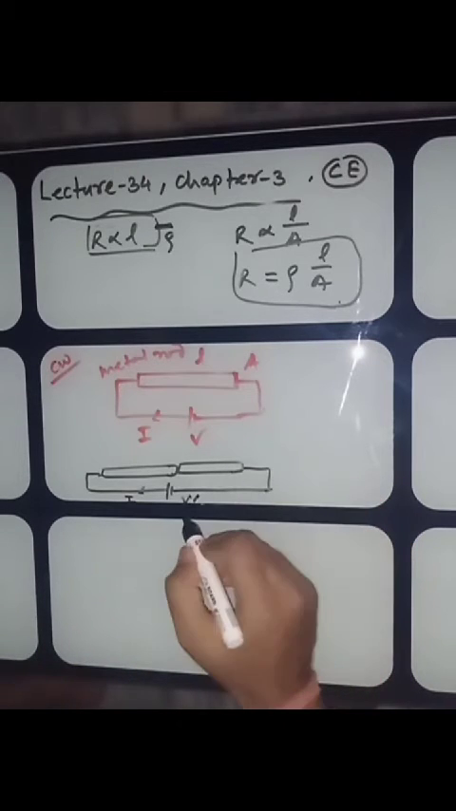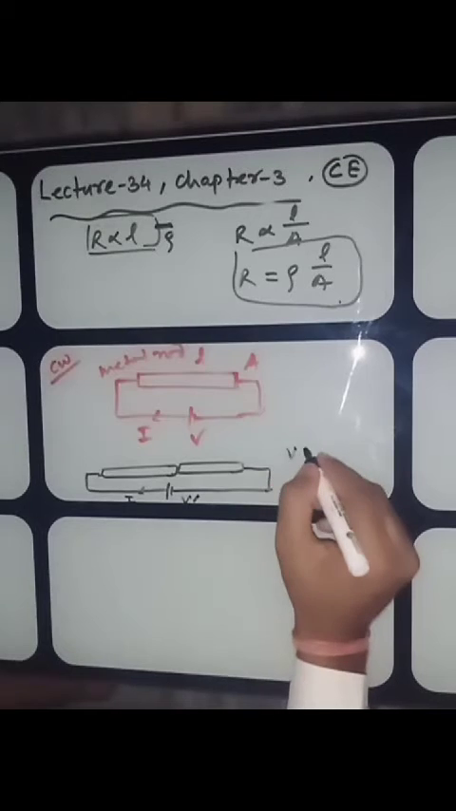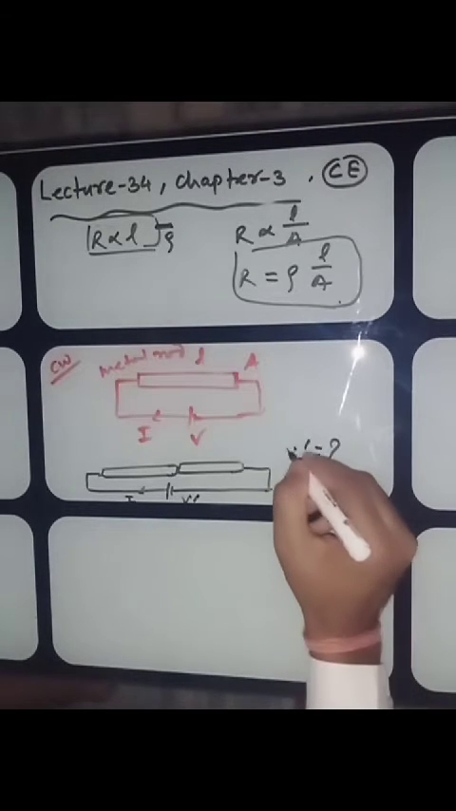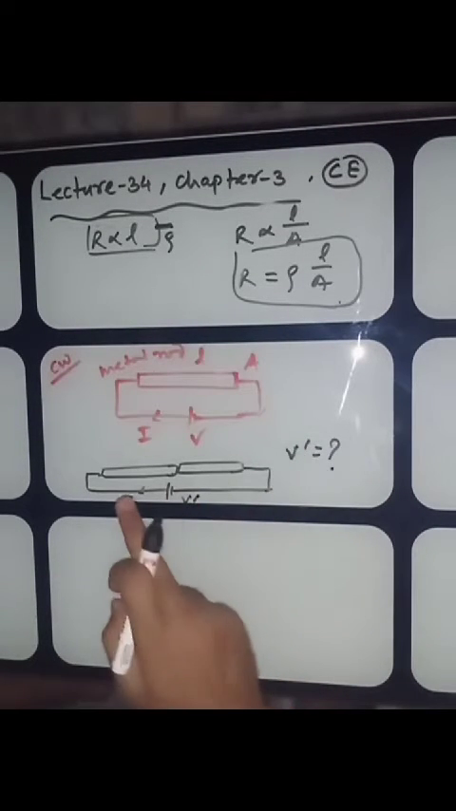Now the question: what should be the value of this voltage V dash to maintain the same current?